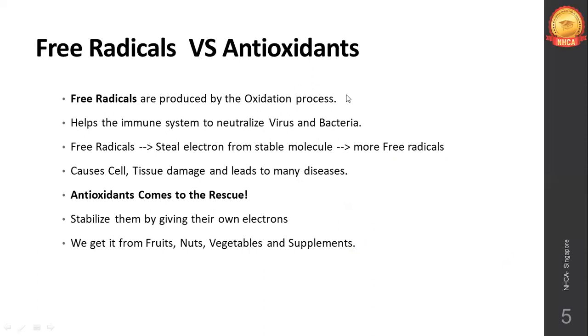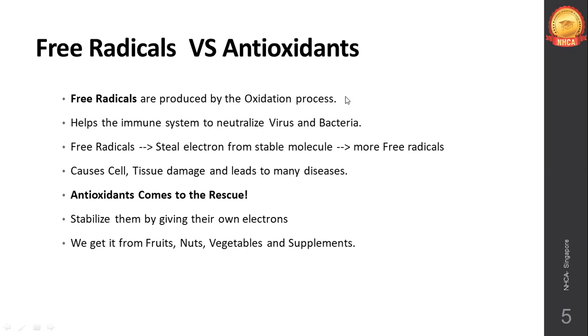So, free radicals versus antioxidants. Free radicals are produced by the oxidation process. You have seen that when they lose an electron, that is the oxidation process. That's when you get free radicals, highly reactive atoms that can destroy and damage other healthy cells. Free radicals can also help the immune system neutralize certain viruses and bacteria. In some cases, electrons have to be lost so that viruses and bacteria can be neutralized.